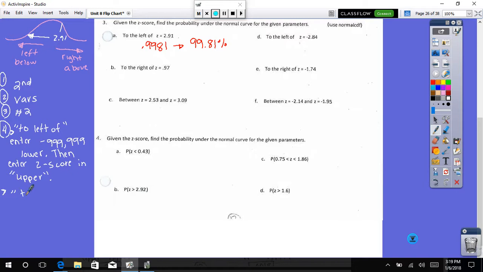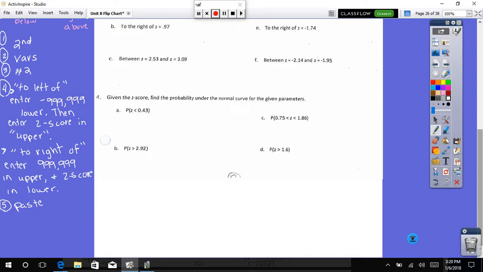If it says to the right of, you enter 999,999 in upper, and the z-score in lower. Then we went down and hit paste. And of course we hit enter.